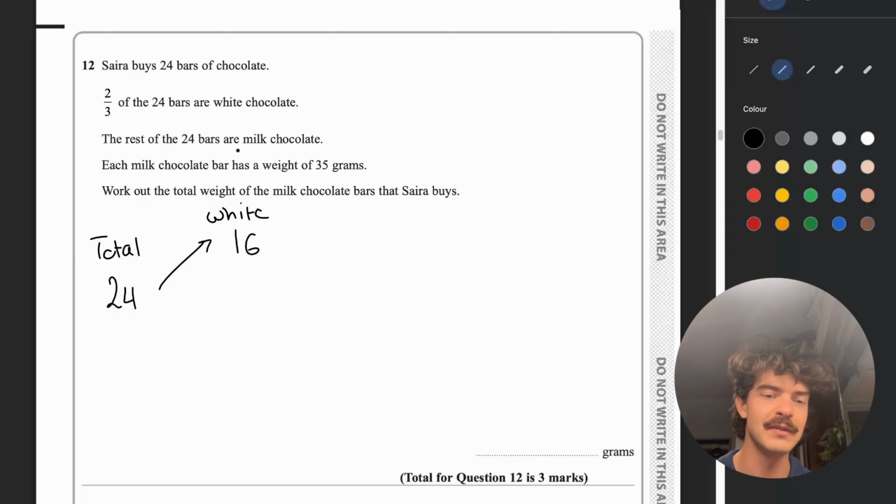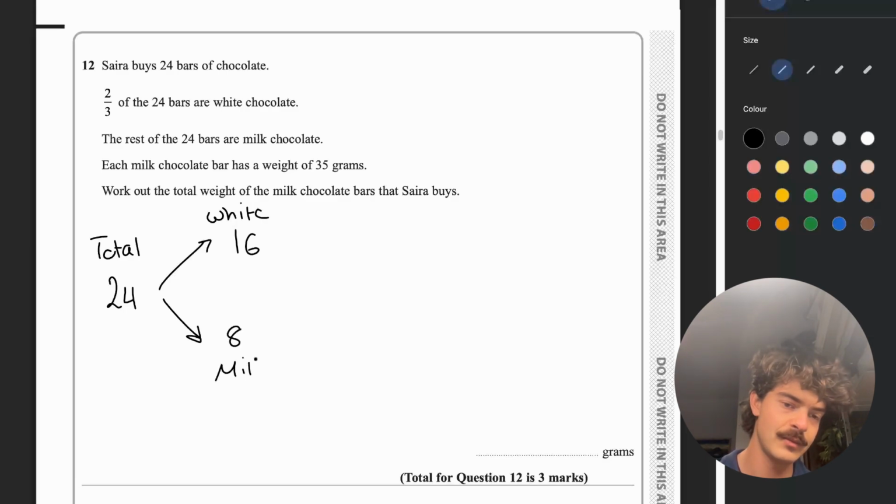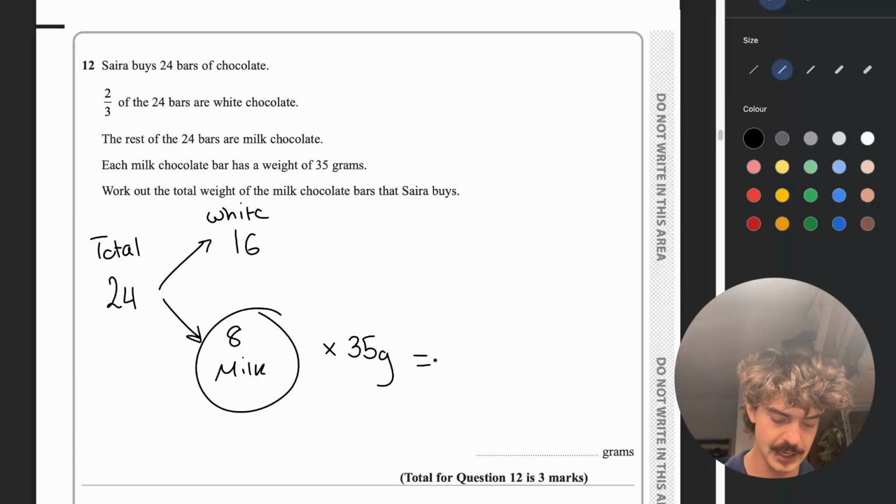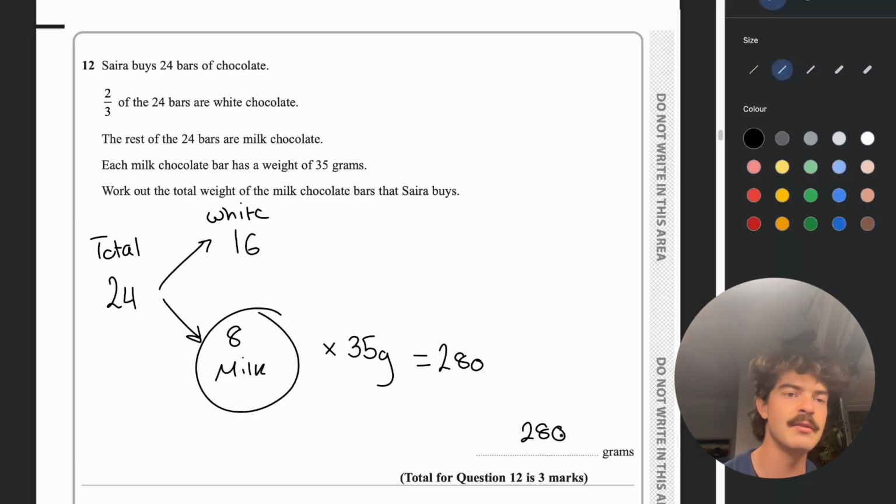The rest of the 24 bars are milk chocolate. Okay, so the remainder are milk. So we've got 8 milk. Each milk chocolate bar has a weight of 35 grams. Work out the total weight of the milk chocolate bars she buys. So we're looking at these specific 8 down here, and each of these is 35 grams. So we're going to just do 35 grams times by 8. Let's see what the calculator says. 8 times 35, 280. There you are. There it is, 280 grams. Boom.